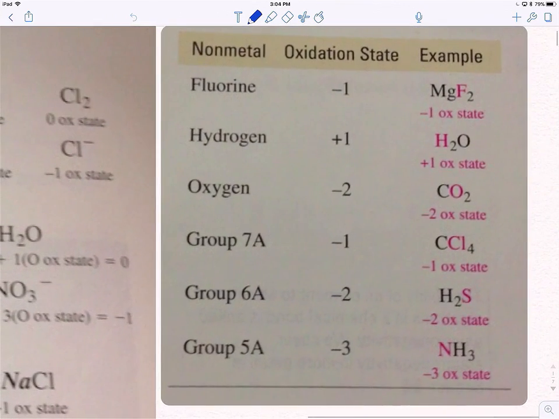And I can give you these on the final. I'll make sure you have them. You don't have to memorize them. So fluorine minus one, hydrogen plus one, oxygen minus two. Halogens tend to be minus one, oxygen family tends to be minus two, nitrogen family tends to be minus three.